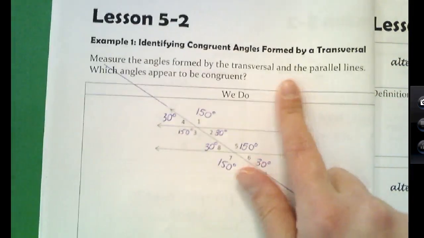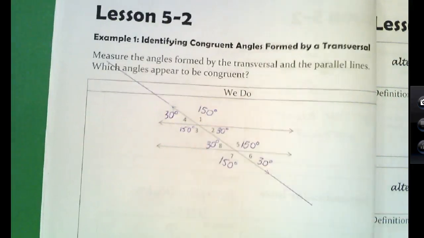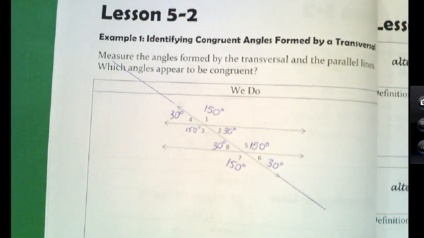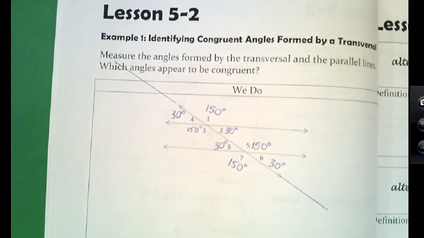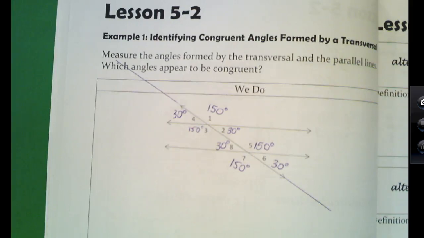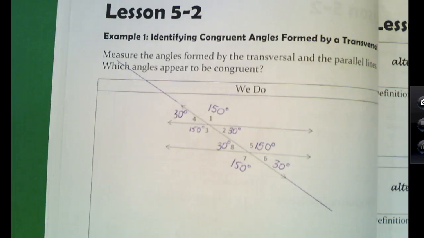So, the directions told us to measure the angles formed by the transversal and the parallel lines, which angles appear to be congruent. So, now we want to talk about our congruent angles. What does the word congruent mean again? What does congruent mean? Good, you're looking back at the vocab. Good, they're angles that are the same size. Very good. So if I tell you we have congruent angles, that means that they're the same size.